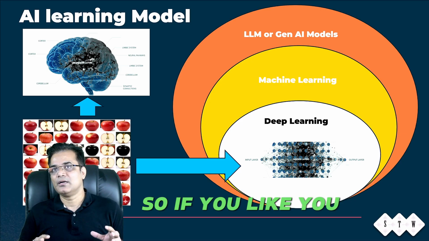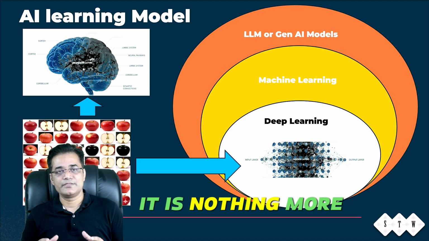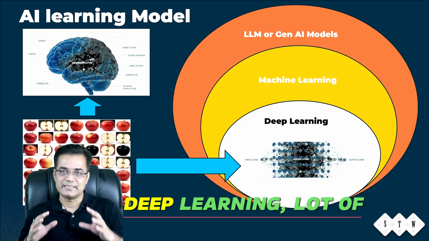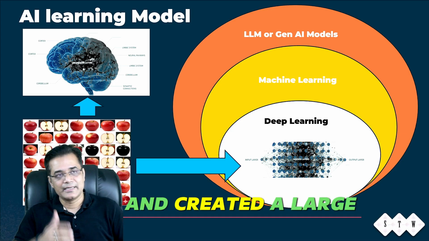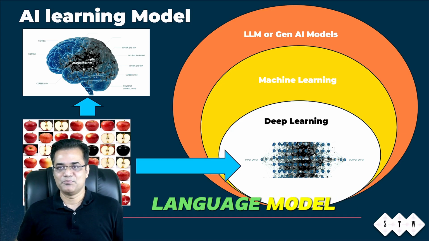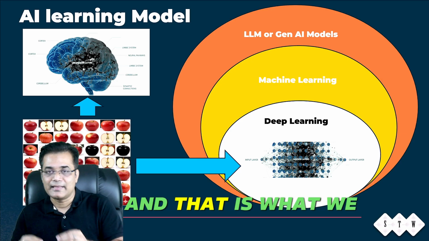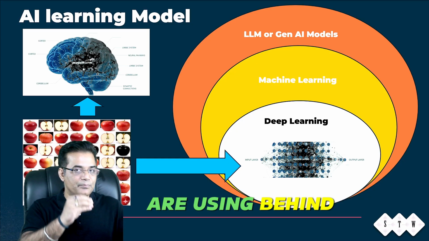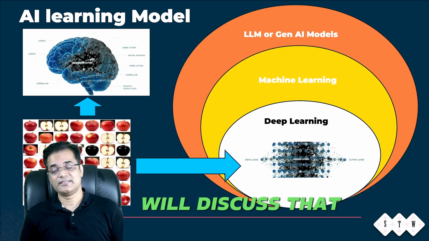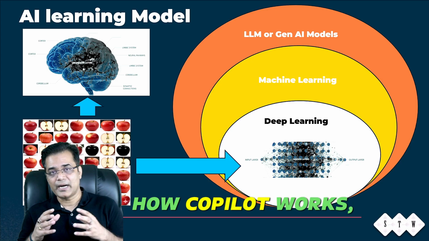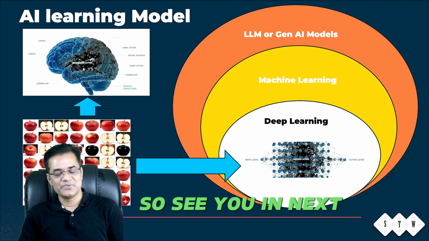So if you hear somewhere that LLM generative AI is nothing more than machine learning and deep learning, a lot of machine learning and a lot of deep learning, that is what we combined to create a large language model, and that model we call a generative AI model, and that is what we are using behind these copilots. In the next video we will discuss how generative AI works and how Copilot works. So see you in the next video.